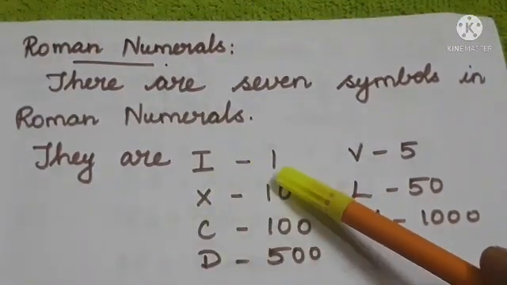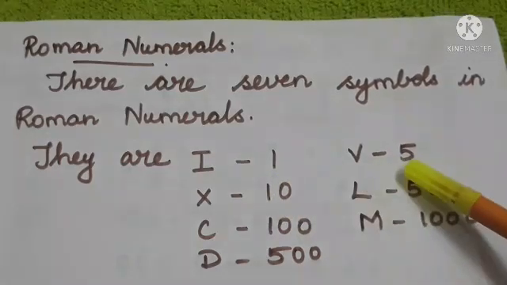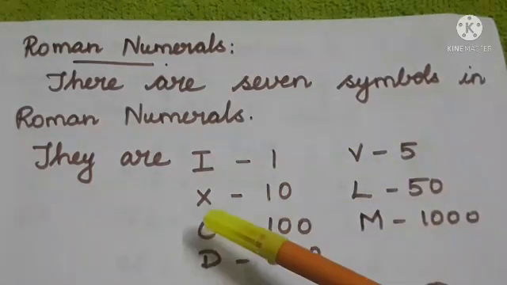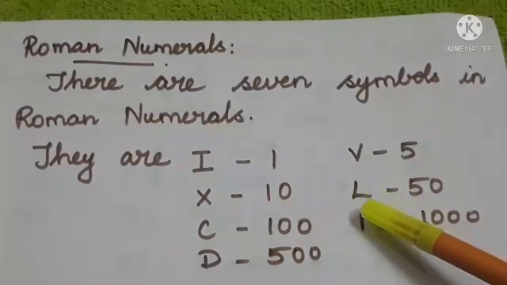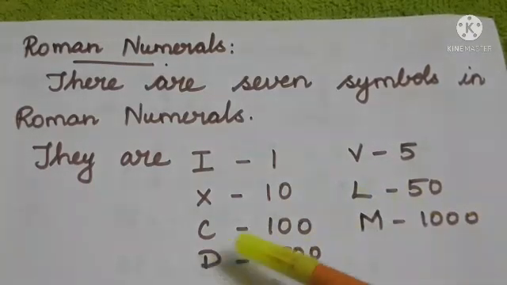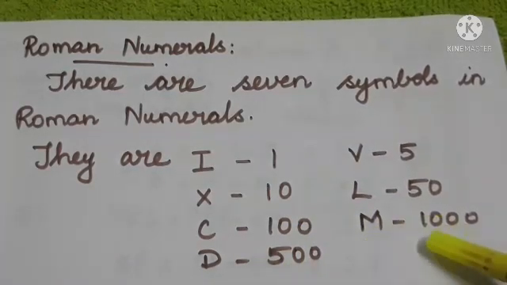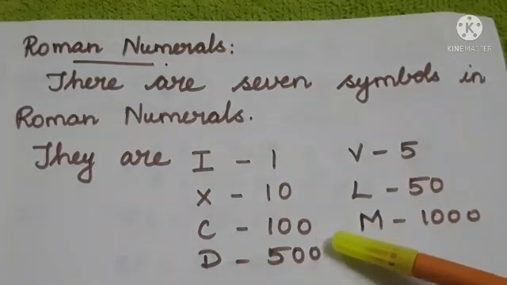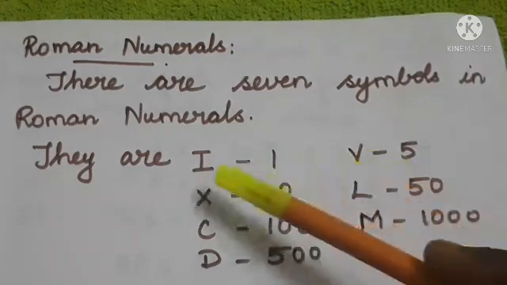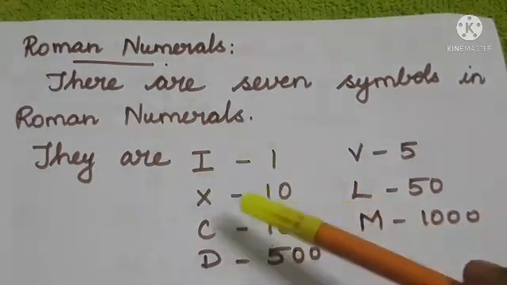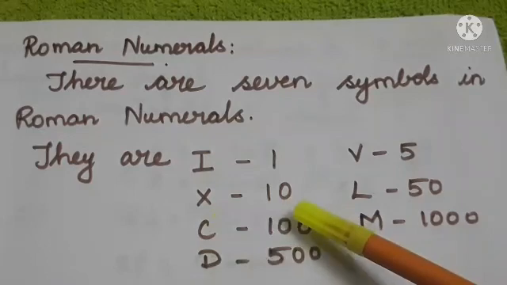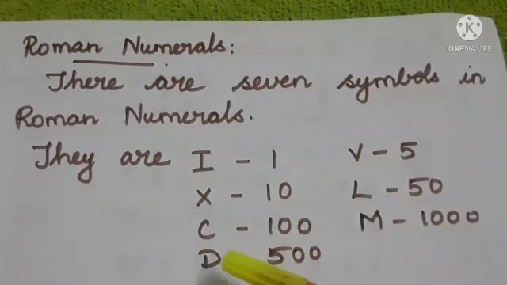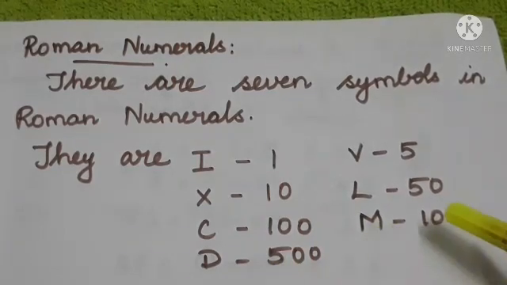What are the 7 symbols? I will represent 1. V will represent 5. X represents 10. L represents 50. C will represent 100. D will represent 500 and M will represent 1000. Have you understood? So in the Roman numerals there are 7 basic symbols: I means 1, V means 5, X means 10, L means 50, C means 100, D means 500 and M means 1000.